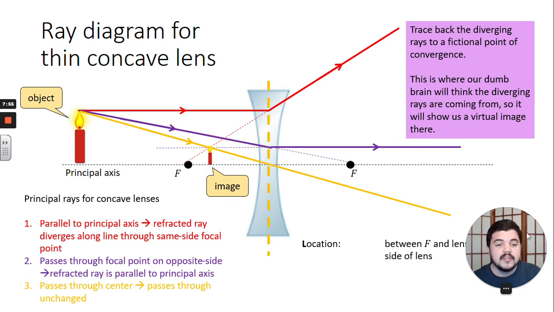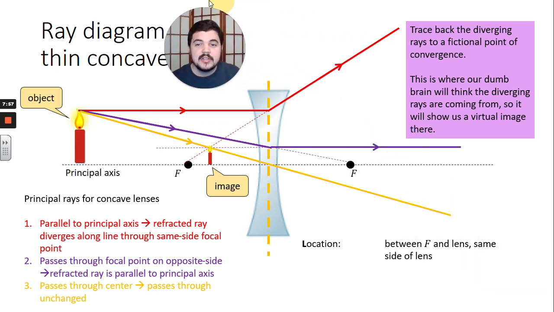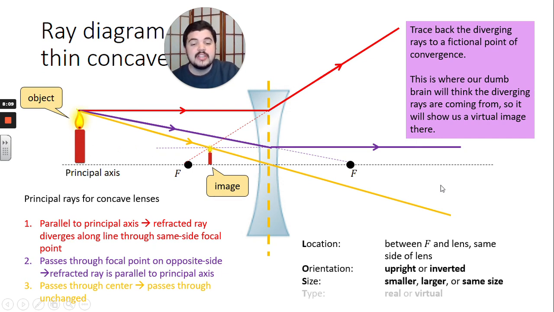Let's do a little lost art of image description to end things here. Our image is between the lens and F, the focal point, and is on the same side of the lens as the object. Orientation, size, and type are the other things we need to hit. The orientation is upright. We notice that it is upright relative to our object. The size is smaller. And the type is virtual.